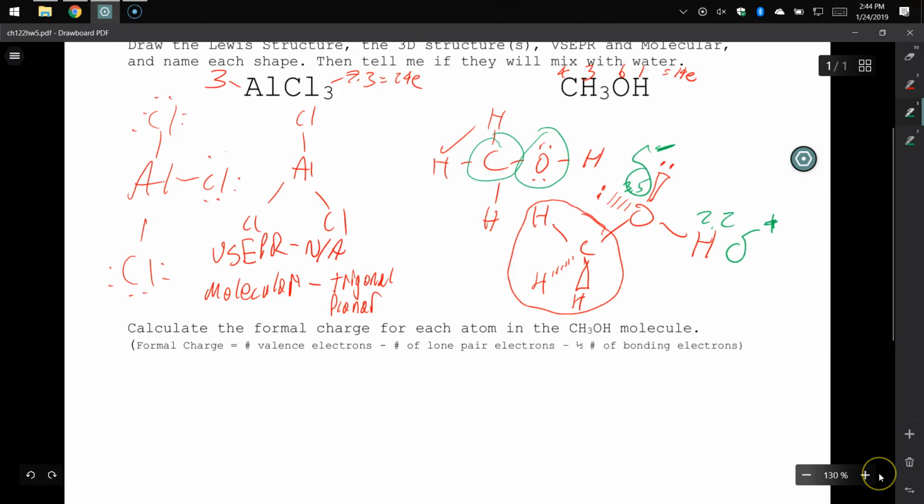Formal charge on each atom in the methanol molecule. All right, so what about the hydrogens? What do we got here? Formal charge on the hydrogens.